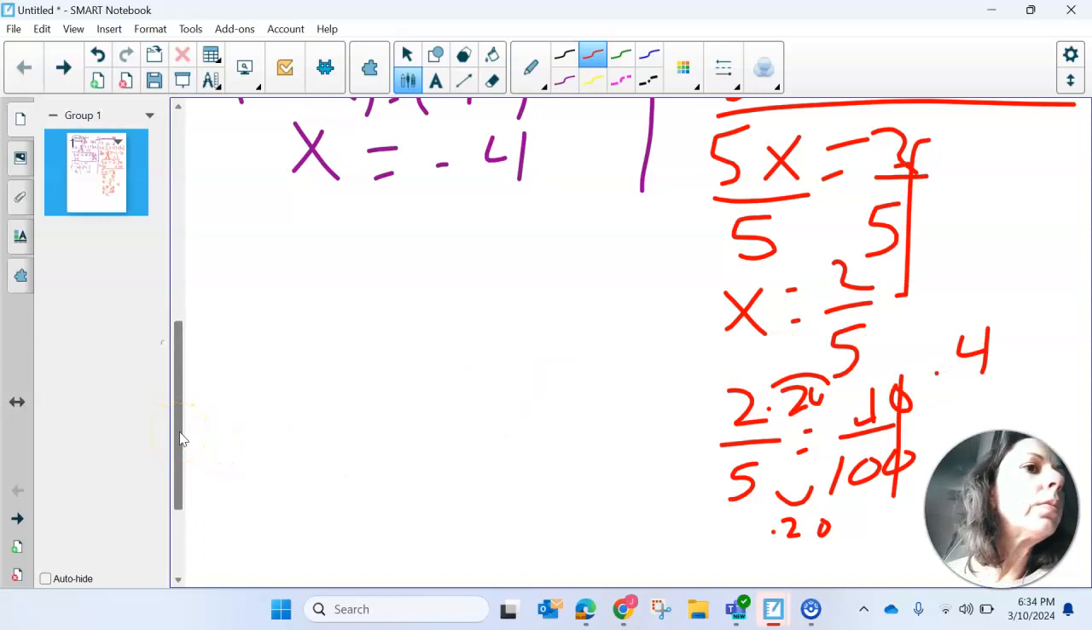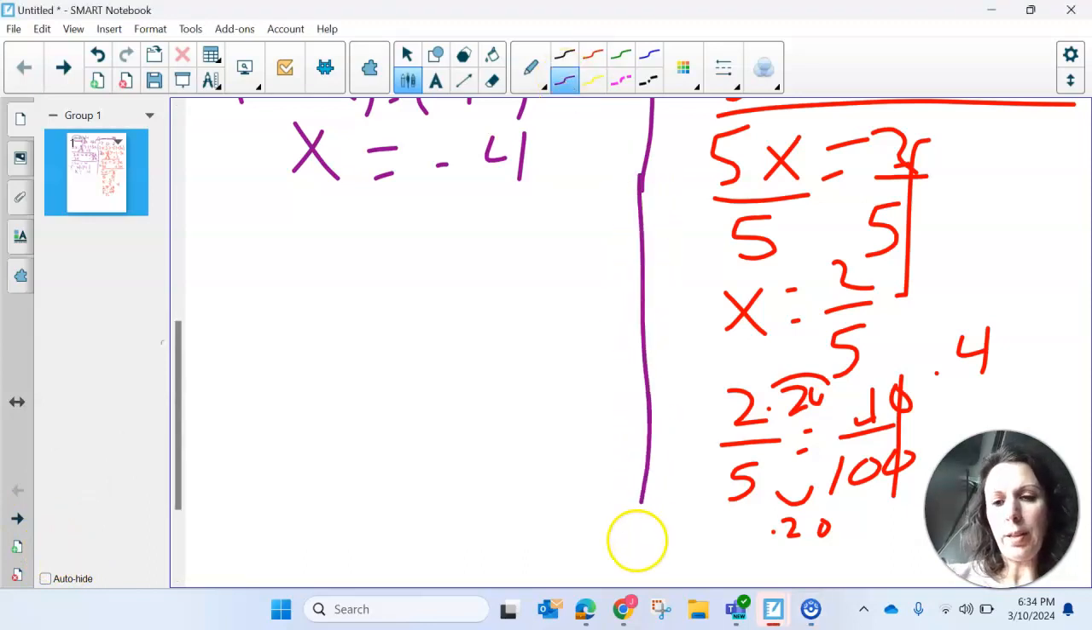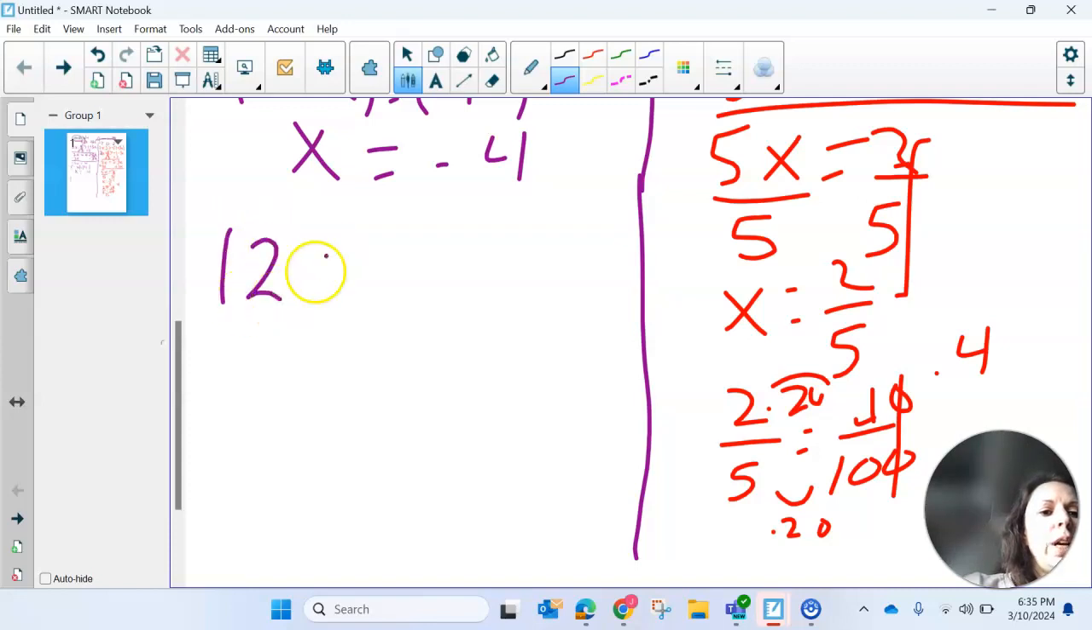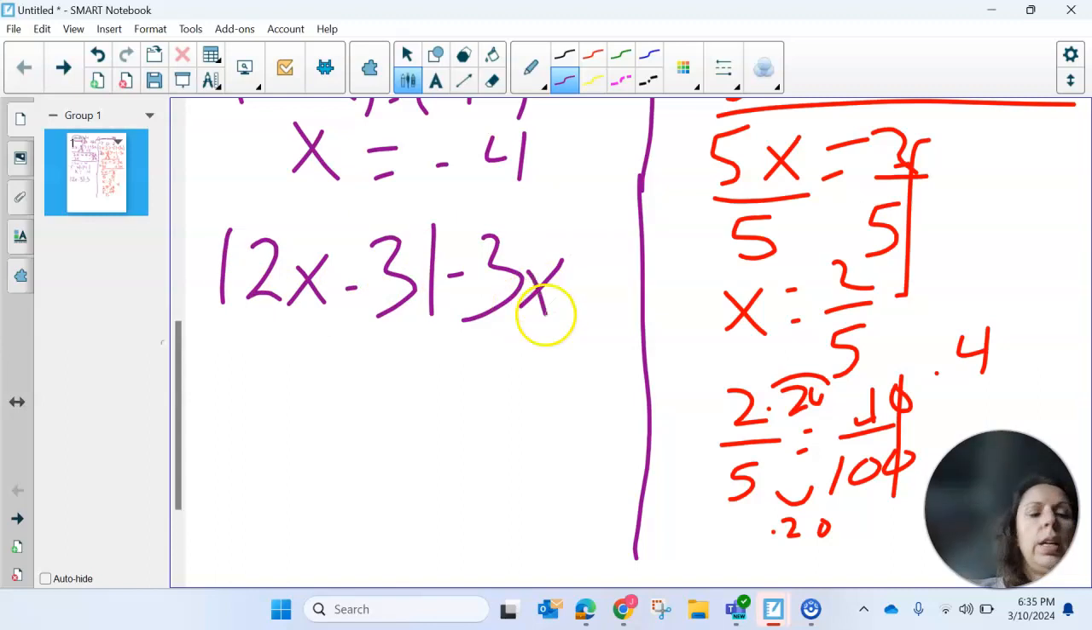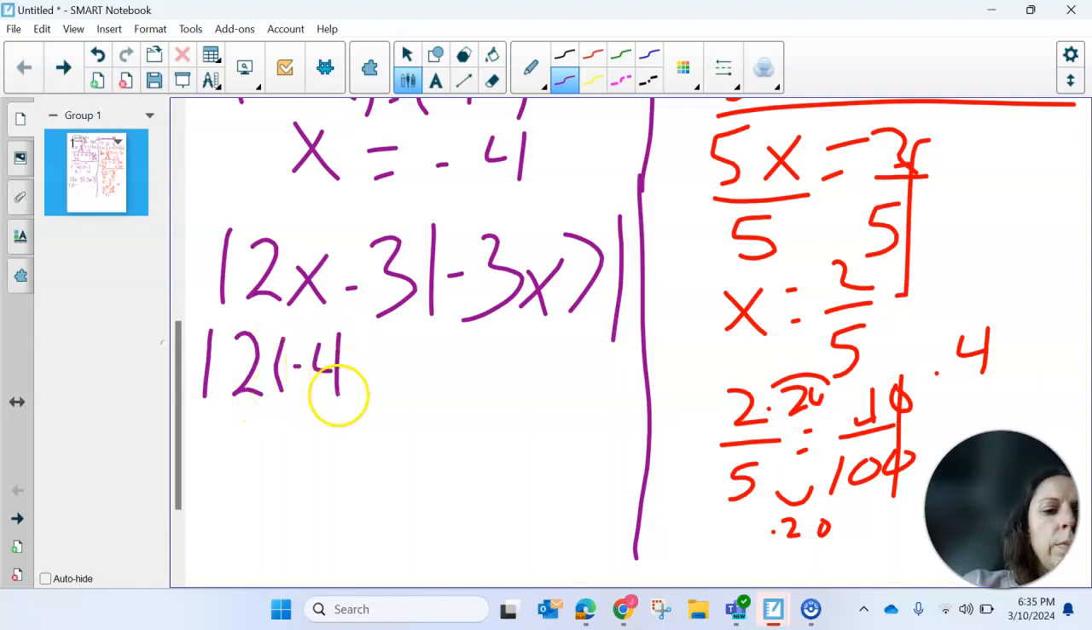So then, great. So now that we have both cases laid out, we need to go back to the original equation and put it in. So the first thing we're going to be doing is going back to that absolute value of 2x minus 3 minus 3x is less than, or excuse me, is greater than 1. That alligator's eating that side. I should know better than that. So I'm going to put in negative 4 for the x.